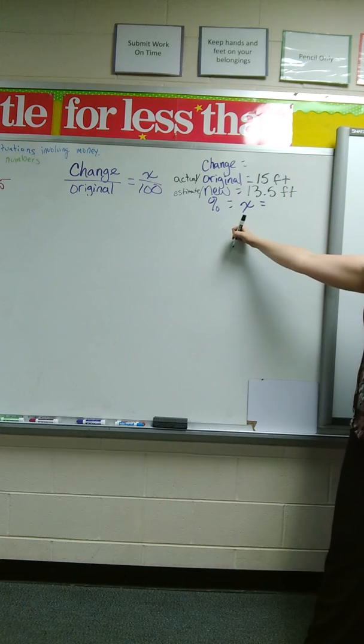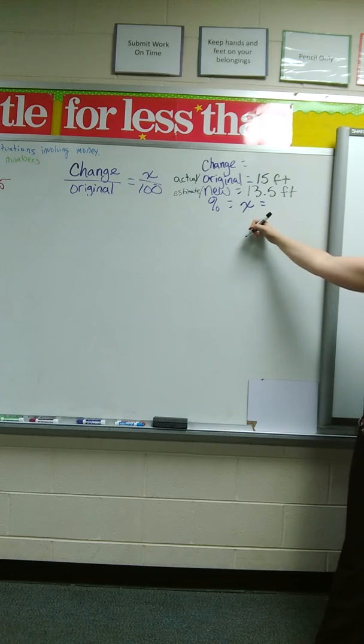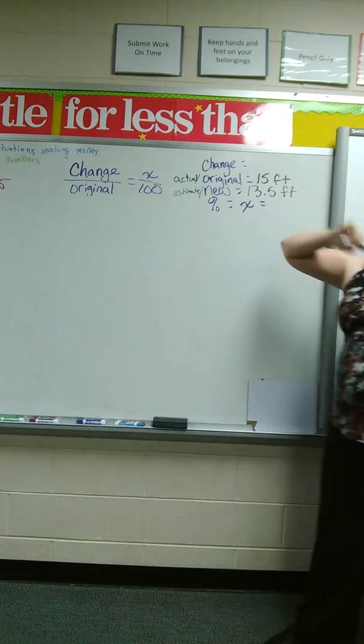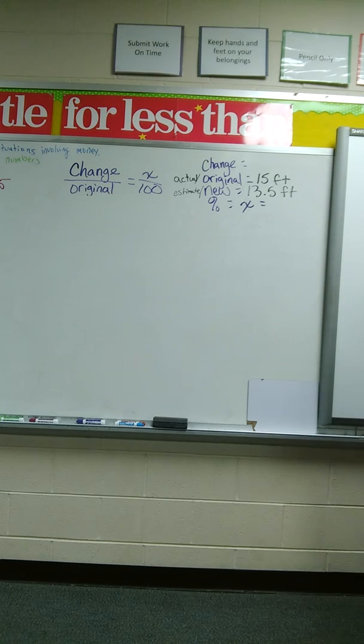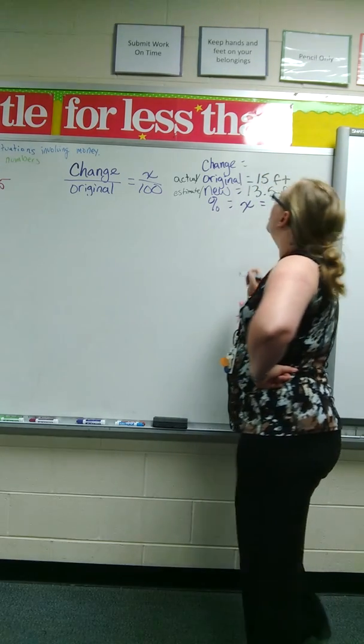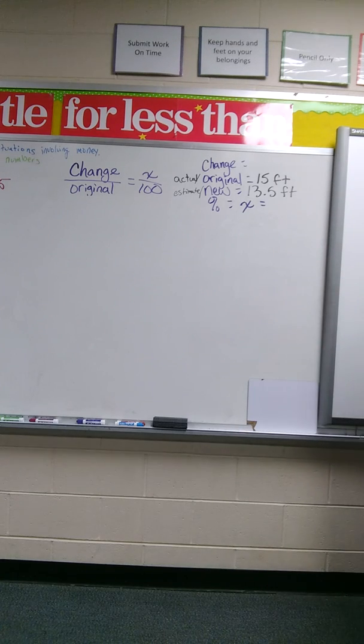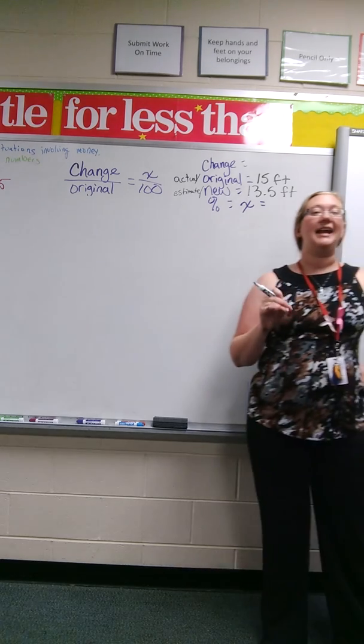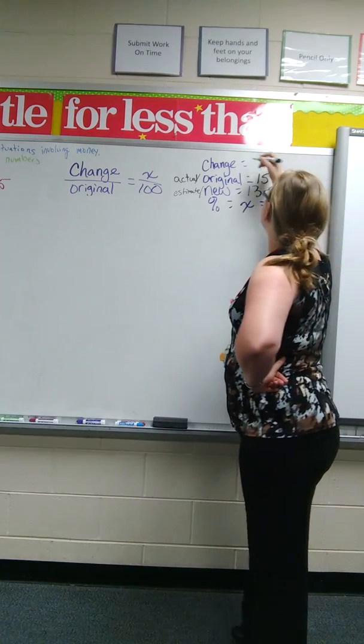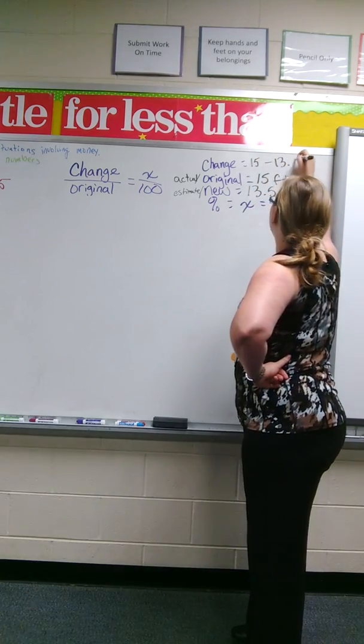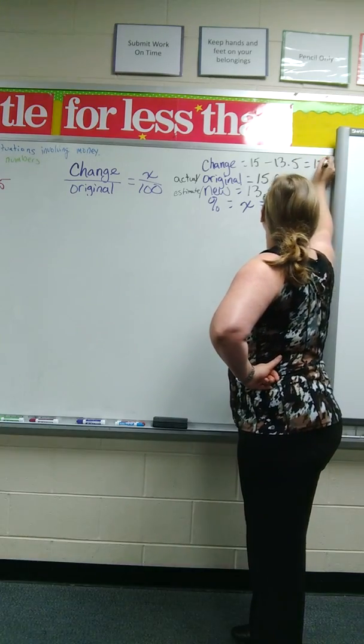Were we given a percent of change or percent error? No. But can we find that? Yes. Can we find our change? Yes. Okay. How do I find my change? Because that one's the easiest to find. You subtract your new from your original. We're going to subtract whichever one is larger from the one that is smaller, because when we're doing this, we can't have a negative error. So we're going to take 15 minus 13.5, and that's 1.5.